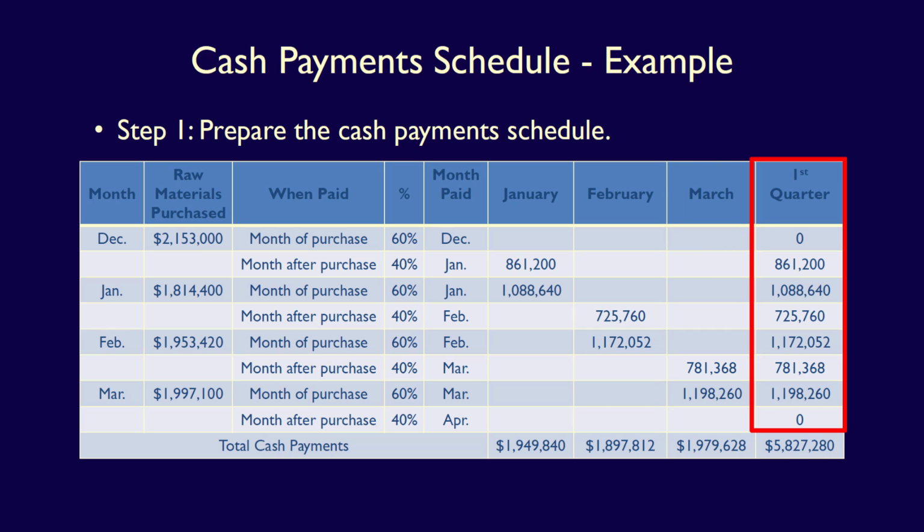I now need the total for the first quarter. I can either add up the column or I can add up the total cash payments for January, February, and March, which is the method I'm going to use. $1,949,840 plus $1,897,812 plus $1,979,628 is equal to $5,827,280. This is the total cash outflow for the first quarter.